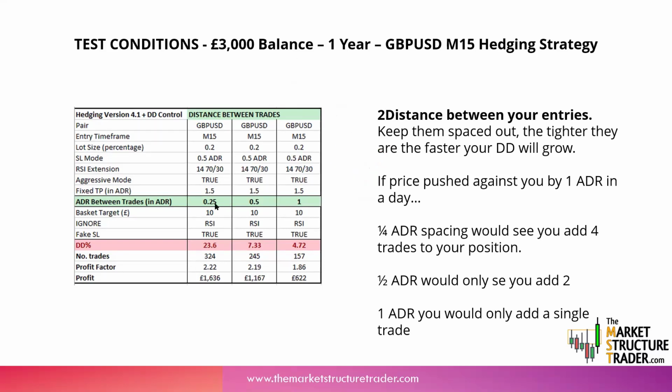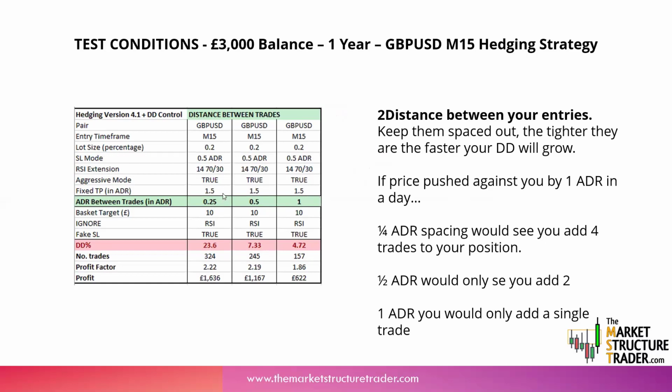So the average daily range, I've said I want you to take trades a quarter of an ADR apart, half an ADR apart, and 1 ADR apart. You can see that when you take trades a quarter of an ADR apart, the account went into 23% of drawdown in that year, made 1,600 in profit, which is good. When I put them half an ADR apart, each entry, we dropped down to 7%, massive drop.